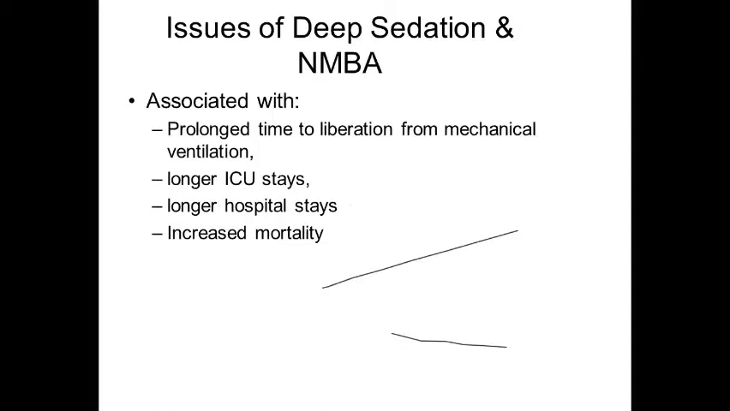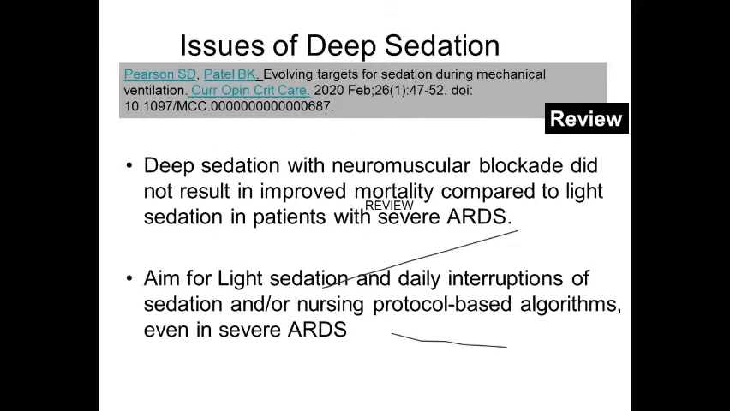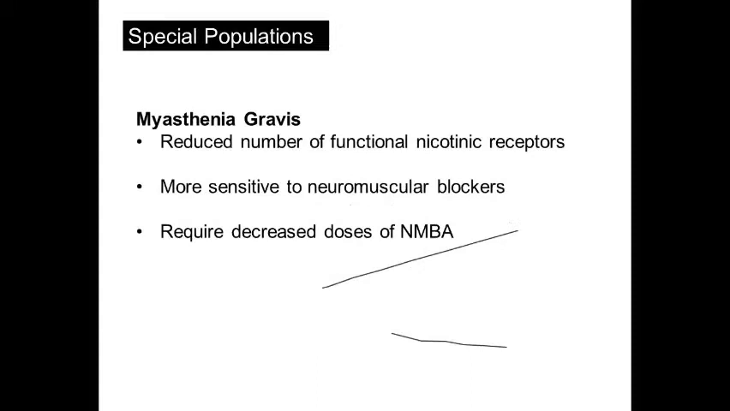Another issue is that it's linked very well with long ICU and hospital stay and increased mortality. As I said, this is a very good article. They look at patients who are paralyzed and deeply sedated, and paralyzed and lightly sedated. Those who are deeply sedated have very bad outcomes, even with the paralysis. So train of 4 is a good cutoff for patients with sedation and paralysis.